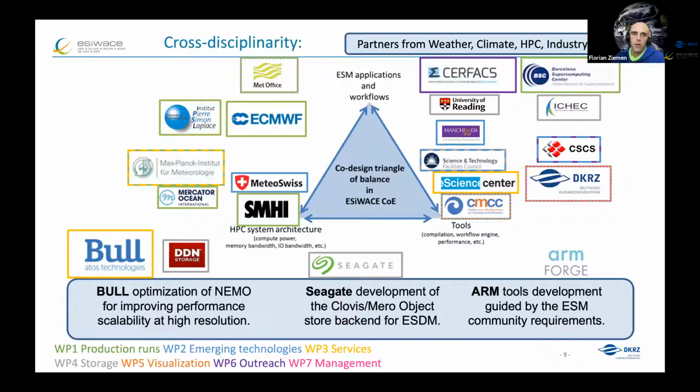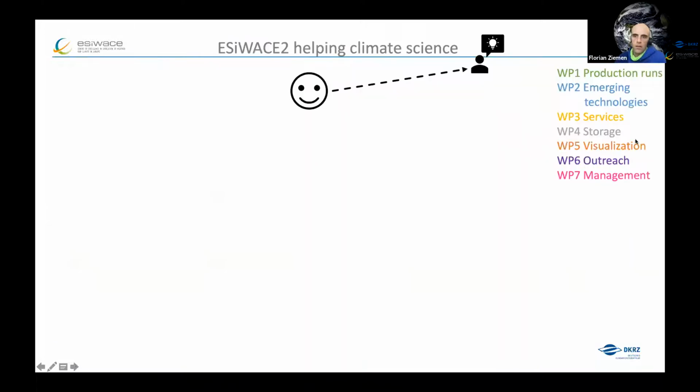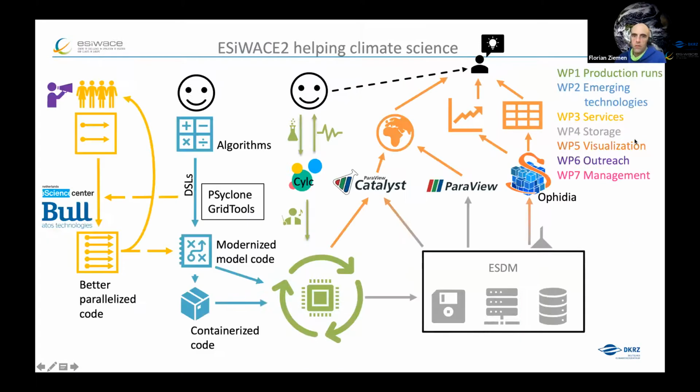ECMWF and all the other meteorological services usually have their own supercomputers, the weather services. So it's all different groups getting together to work on this one task of getting these models to the bigger computers. And I'm not going to go through this again, but I'm going to go through the work packages now.